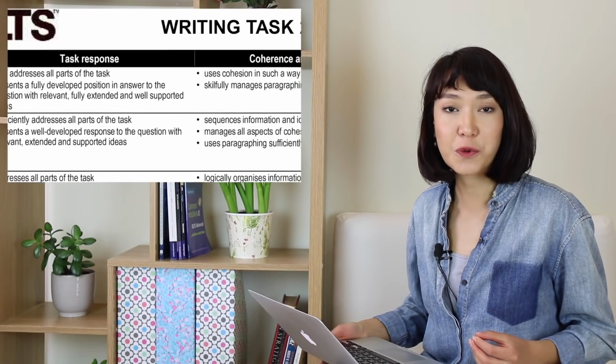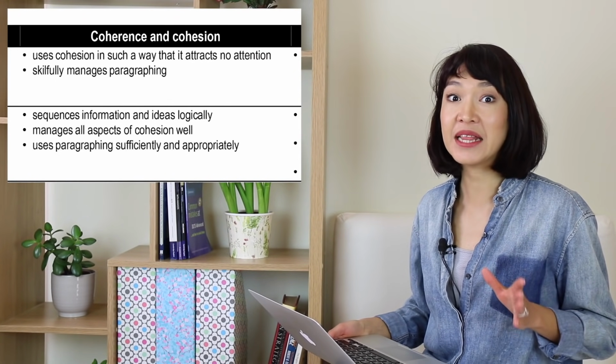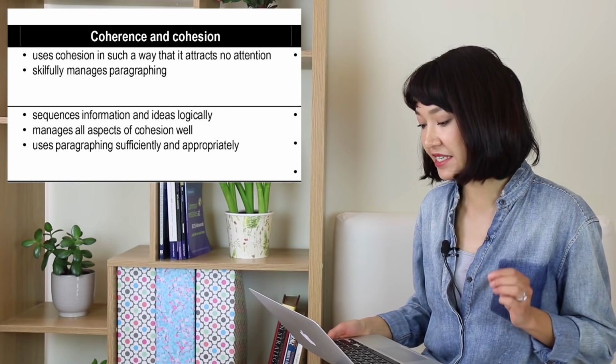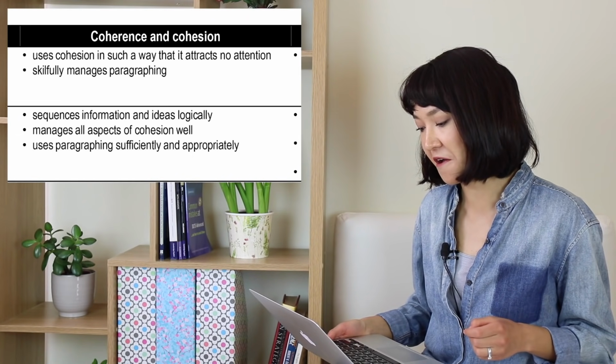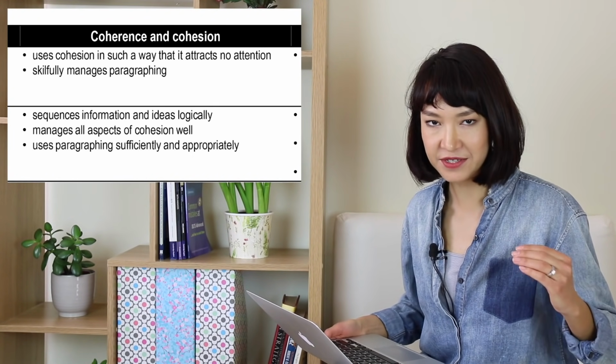Before I show you the essay, I need to show you another requirement, because only if you know what the requirements are, you'll be able to understand why I write the essay the way I do. Here it is. And the second requirement is coherence and cohesion. And for a Band 9 score, you should skillfully manage paragraphing. It means you need to split your essay into paragraphs logically.